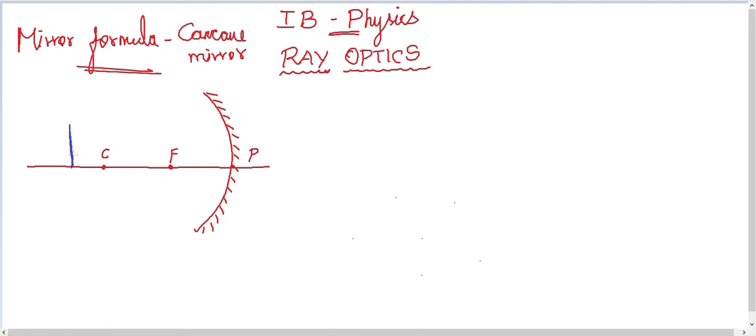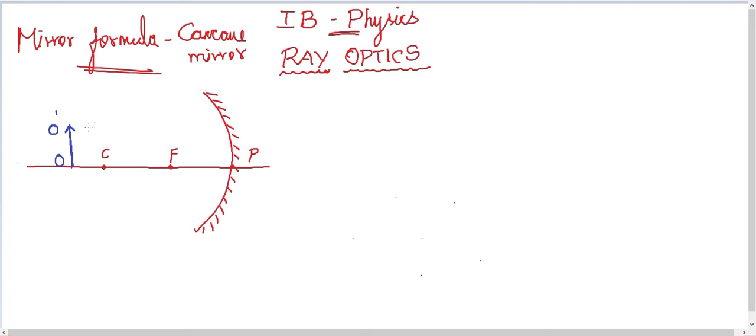Since I'm using a stylus, drawing a perfect ray diagram is not possible. But when you're drawing with your pen and paper, please make sure that you're using your scale and pencil. When you're drawing a circuit diagram or other diagrams from physics, it doesn't matter much, but when you're drawing ray diagrams for ray optics and wave optics, it is mandatory to use your scale and pencil so that you'll get a perfect ray diagram. Here I have placed an object which is beyond the center of curvature. Let's mark this object as OO dash.